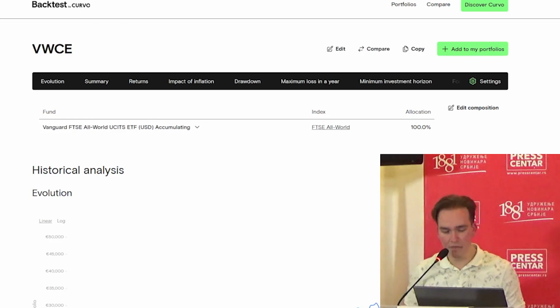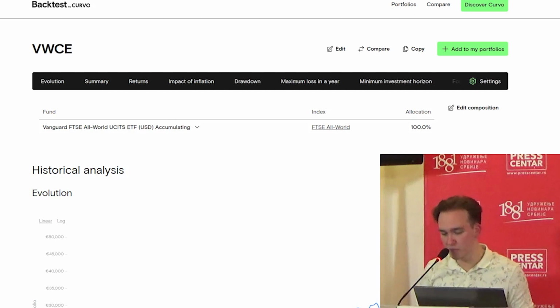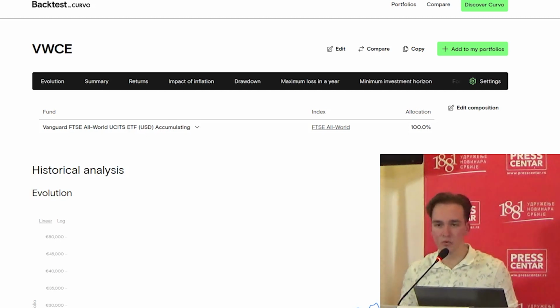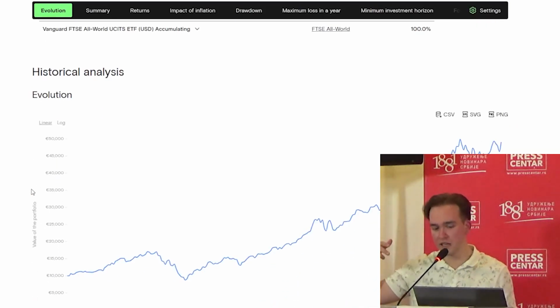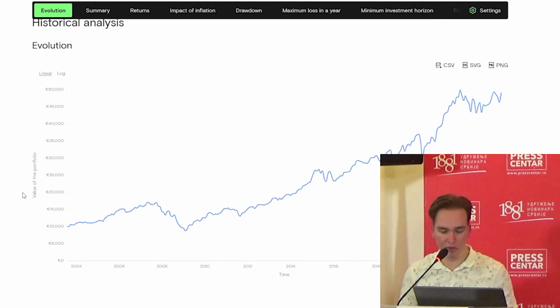So this is a world index. This is like a safe bet. People like to put money here. Basically, as long as the world's economy grows, you're getting money. And usually when the world's economy is in decline and this index loses value, your living expenses are also getting lowered. So this tends to be a safe choice for people.